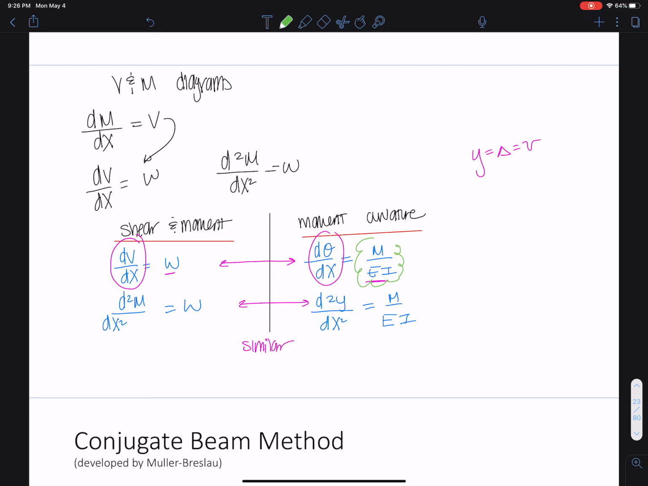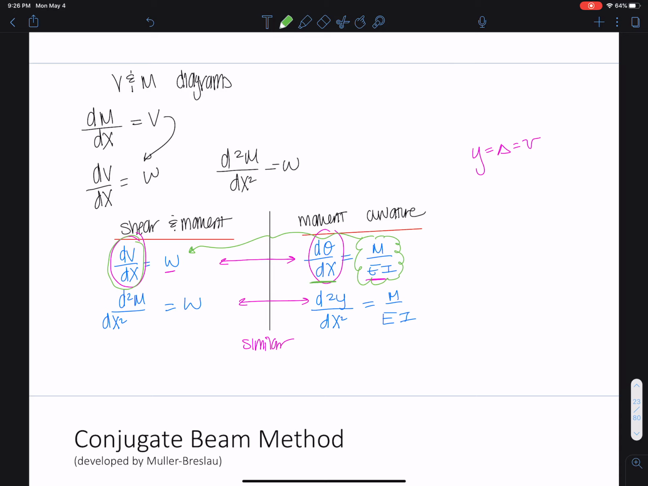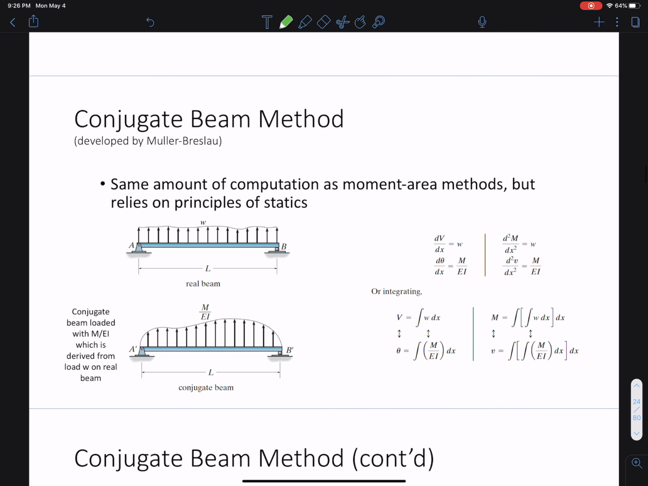What happens if we take M over EI and we replace our load with M over EI? That means that if we're solving for dV/dx, we're really solving for d theta/dx. And if we're solving for d squared M over dx squared, we're really solving for d squared y over dx squared. And that's all you have to understand about this method in order to do it.